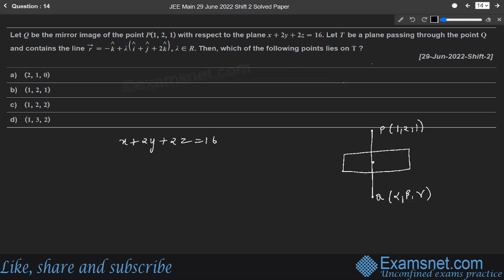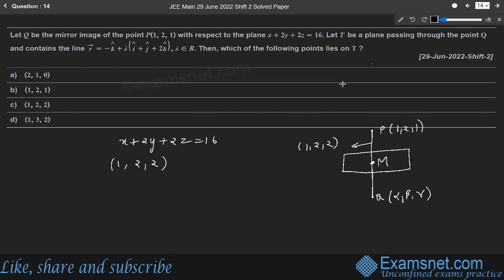If this is the midpoint for PQ, let us consider the midpoint as M. The direction ratio of the normal through point P will be equal to the direction ratio of the plane. And what are the direction ratios of the plane? It will be 1, 2, and 2. How to find the direction ratio of a plane when its equation is given? We just find the coefficients of x, y, and z. So the direction ratio of this line PQ is 1, 2, 2.